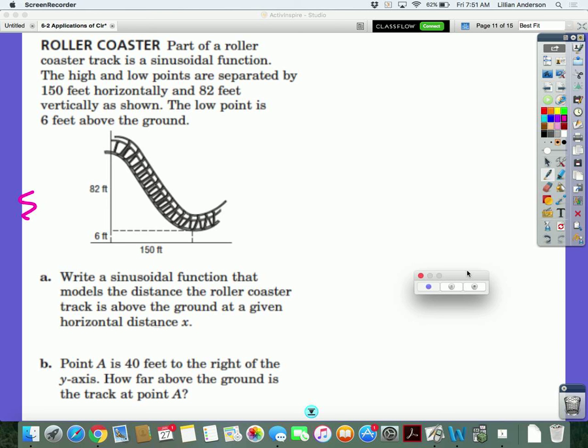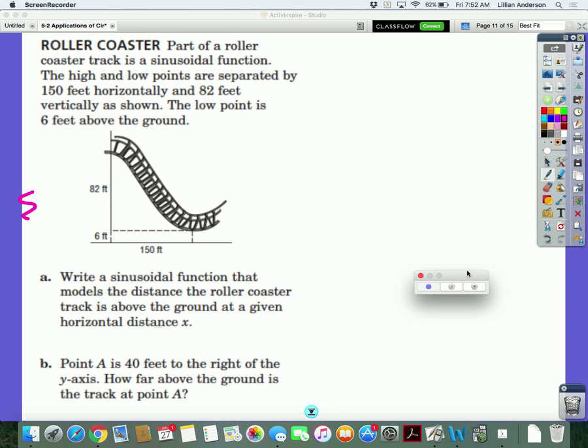It says part of a roller coaster track is a sinusoidal function. The high and low points are separated by 150 feet horizontally and 82 feet vertically as shown. The low point is 6 feet above the ground. Write a sinusoidal function that models the distance the roller coaster track is above the ground at a given horizontal distance x.